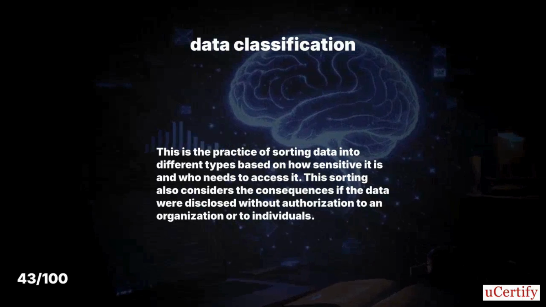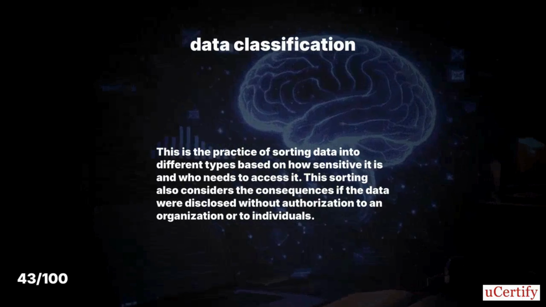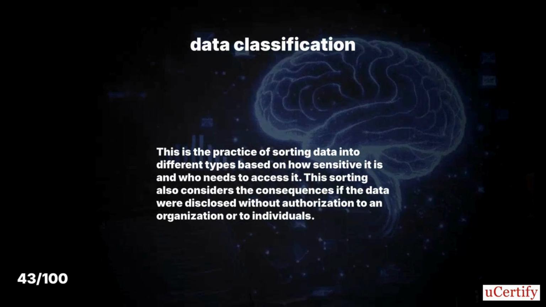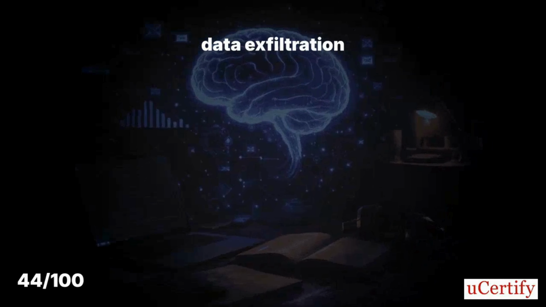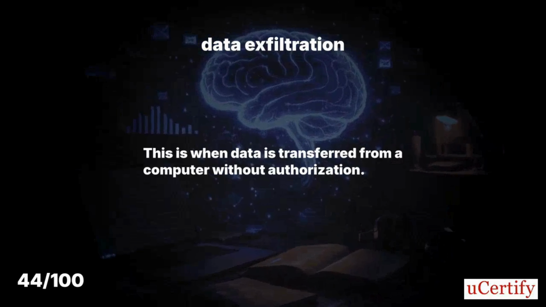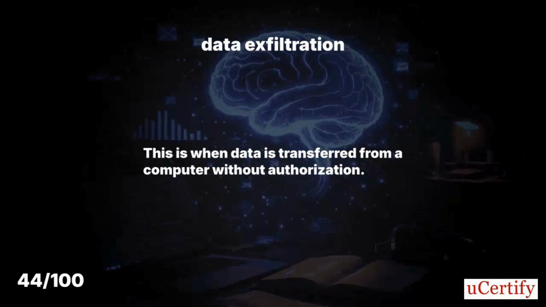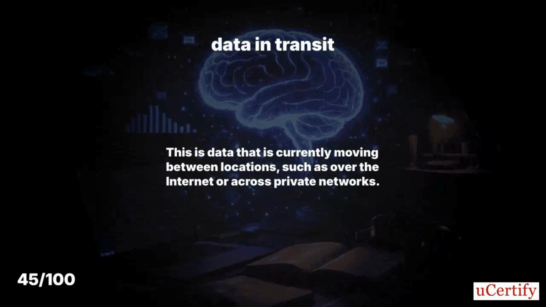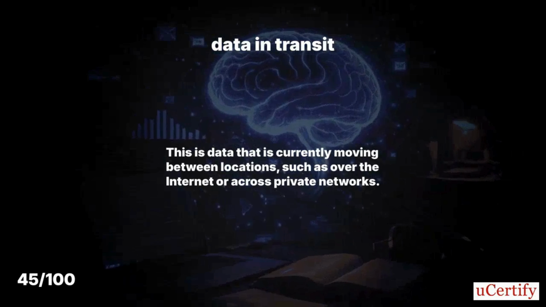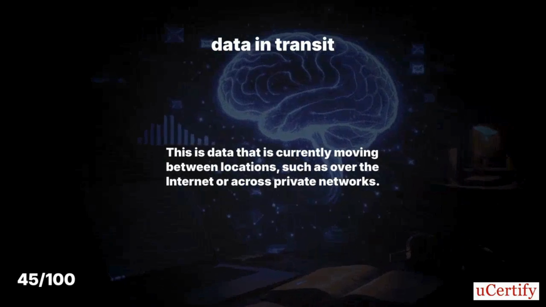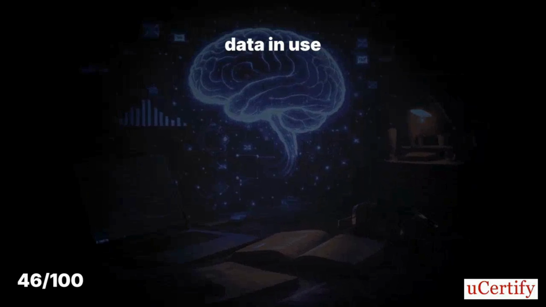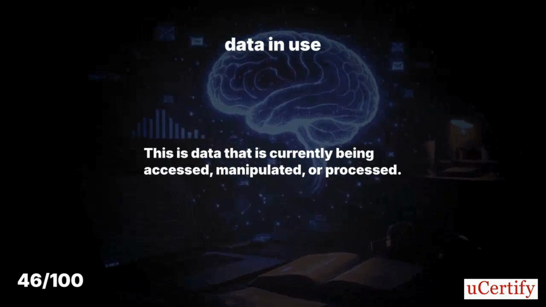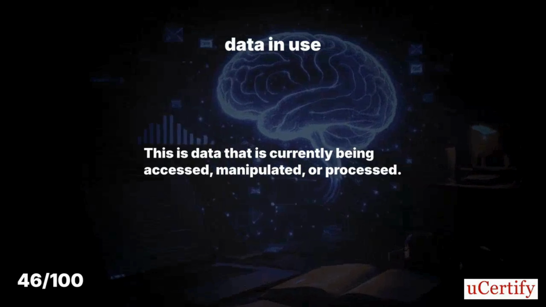This sorting also considers the consequences if the data were disclosed without authorization to an organization or to individuals. Term: data exfiltration. This is when data is transferred from a computer without authorization. Term: data in transit. This is data that is currently moving between locations, such as over the internet or across private networks. Term: data in use. Definition: this is data that is currently being accessed, manipulated, or processed.